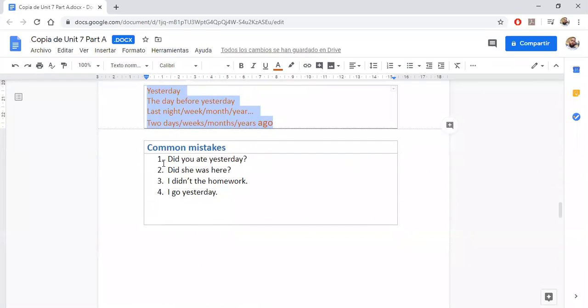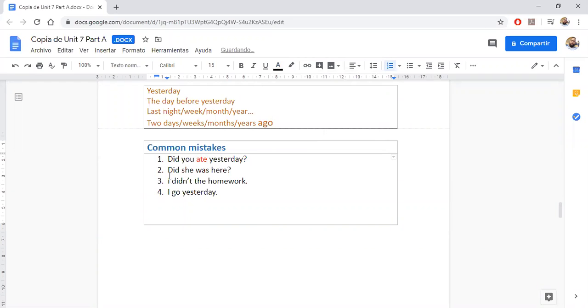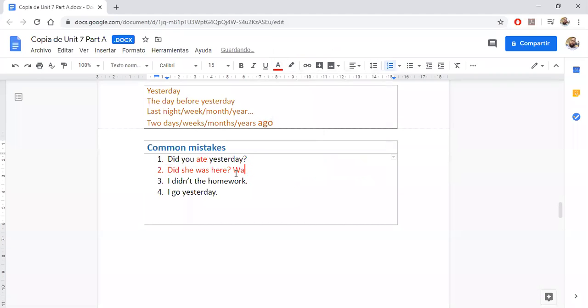So common mistakes. Did you eat yesterday? You see, this is what you were doing before: the auxiliary in past and the verb in past. That is incorrect. Another mistake. Did you was here? So this is totally incorrect. The correct form to say that is, was she here? That's the correct form. Was she here?